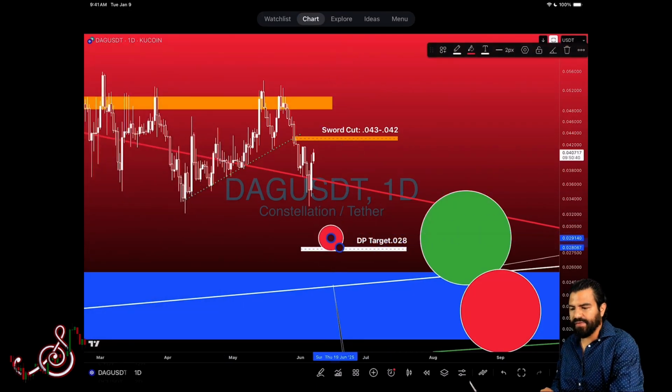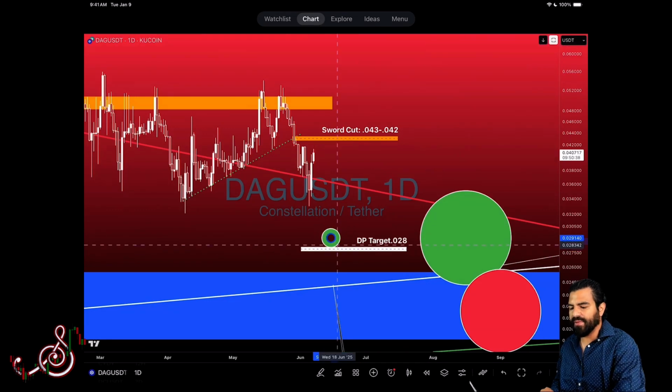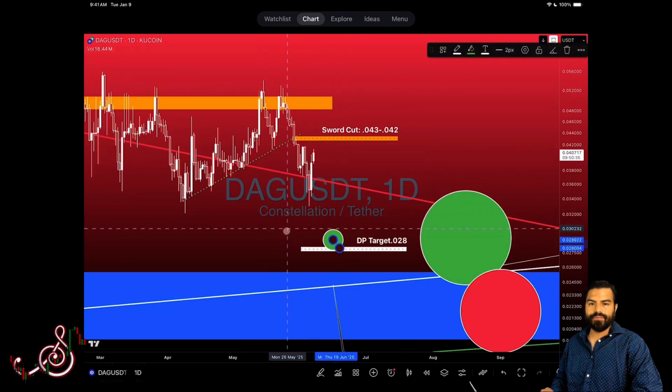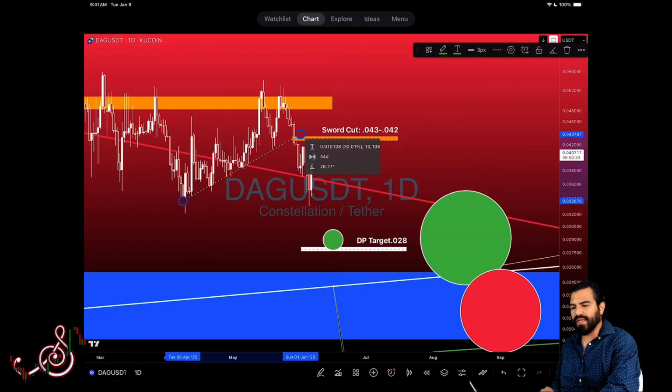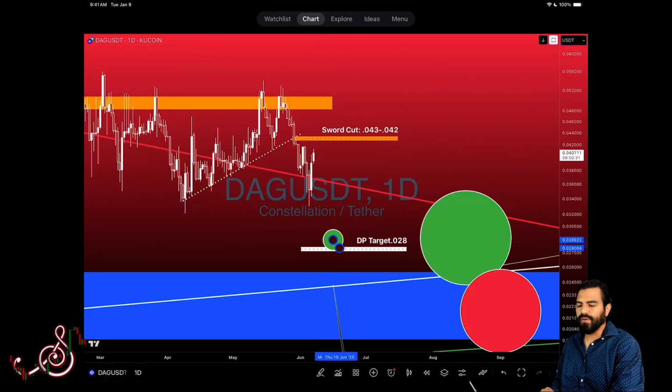If you're going to pay to buy this crypto, I would probably want to pay closer to that price anyway. Okay, I probably want to pay closer to that price. This one right there.